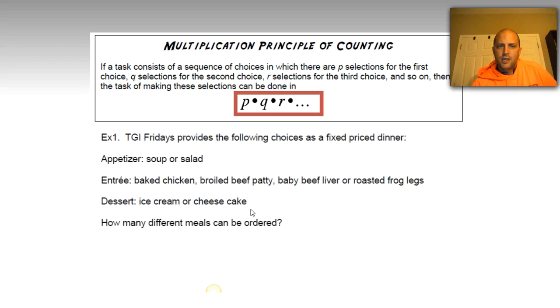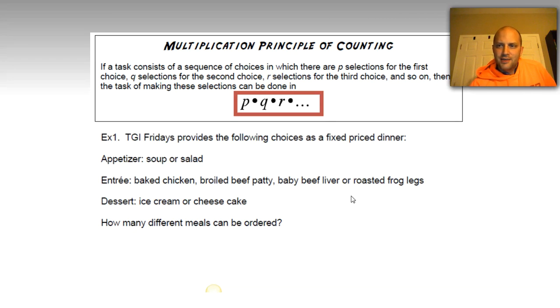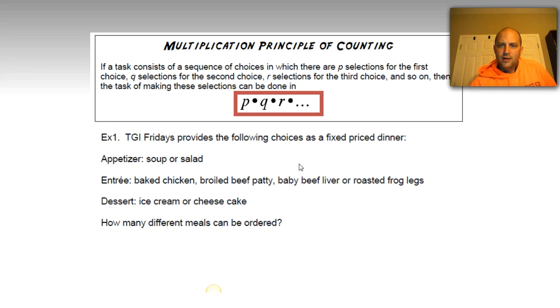So for example, back in the day, they used to have TGI Fridays, if you remember TGI Fridays. Now it's Texas Roadhouse. Anyways, TGI Fridays was big on having this big dinner where you get a choice of an appetizer, an entree, and a dessert for a fixed price, let's say $19.99. And then they said over 50 choices to choose from. Well, what they're doing is the multiplication principle.